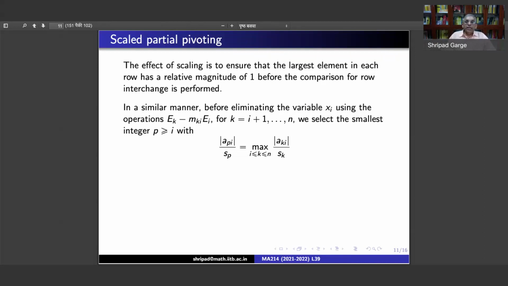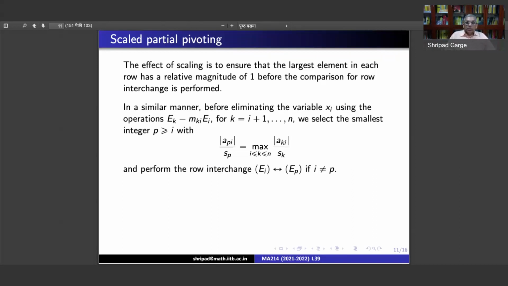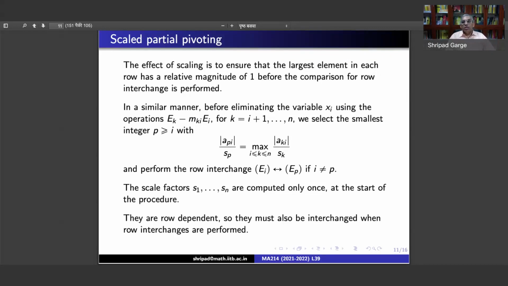But now the good thing is that these Si will not have to be computed every now and then. These Si will have to be computed per row. We will not have to do it each time you are changing the matrix. Row interchange will of course have to be done. So these scale factors will need to be computed only once, at the start of the procedure. But of course, they depend on the row. So if your Si corresponds to the ith row, and you are interchanging the ith and pth rows, then you have to interchange Si and Sp also. You can't keep the same scale factor and interchange the rows here. Then things will not be correct.